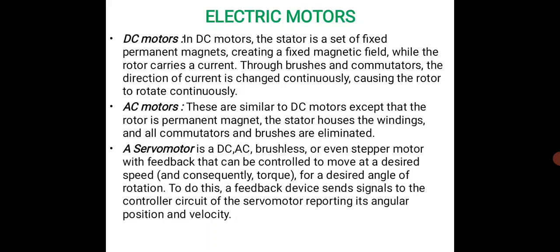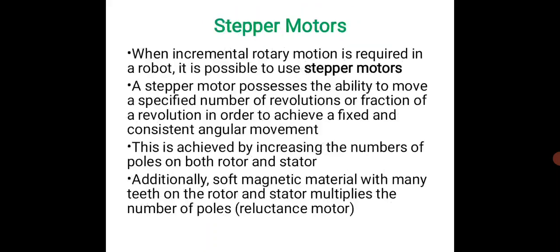And coming to the servo motor, it is a DC, AC brushless or even stepper motor which has a feedback mechanism and can be controlled to move at a desired speed. Once you are able to control the speed, you can control the torque. So for a desired angle of rotation, I can move it. You will require a feedback device which will send the signal to the controller circuit of the servo motor to report its angular position and its velocity.